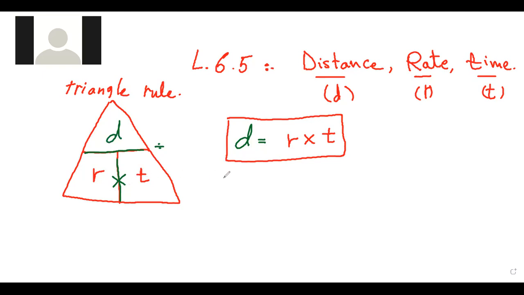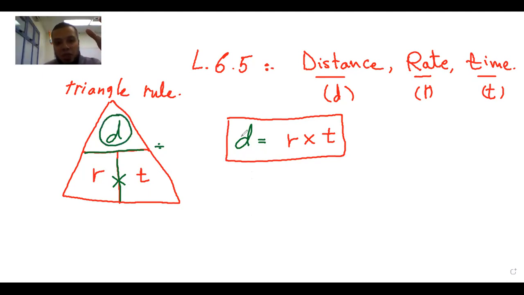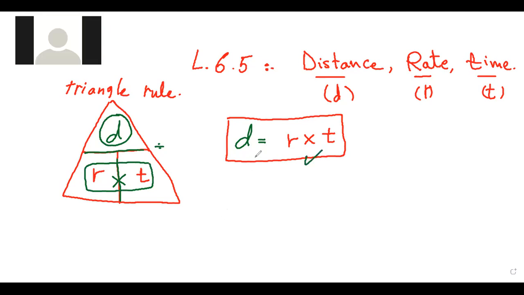Ahmed, take it right now by this shape, and you will understand when I show you an example. Ahmed, if I ask you about the D, take D outside, and you need to find the D by using rate and time, multiplying them together here. You will find the D.